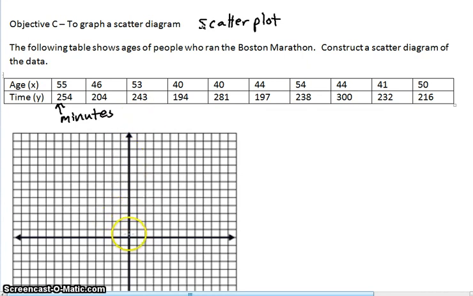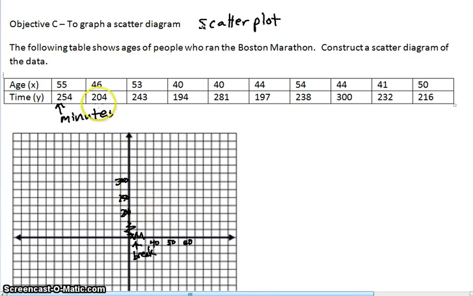So the way that we're going to do this is I'm going to make what's called a break in the graph for both the x and the y. So this is called a break. That just means that I'm not going to start at the origin. So I'm going to start here at 40, and then I'm going to go to 50 right here, and then I'm going to go to 60, and then I'm going to stop there. And then I'm going to look for the smallest value, which appears to be this one right here, 194. And I'm going to start at 190, and then I'm going to put 200 here. And then I'm going to put 250. It really doesn't matter what you put, as long as you're consistent. And I'm going to put 300 here.